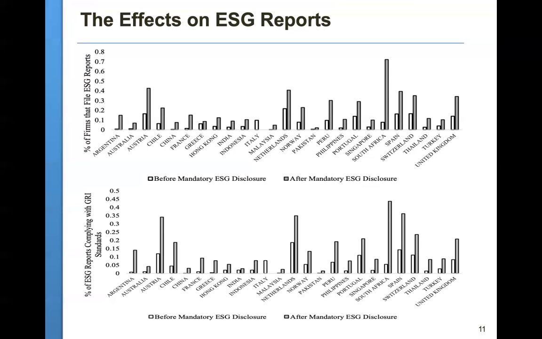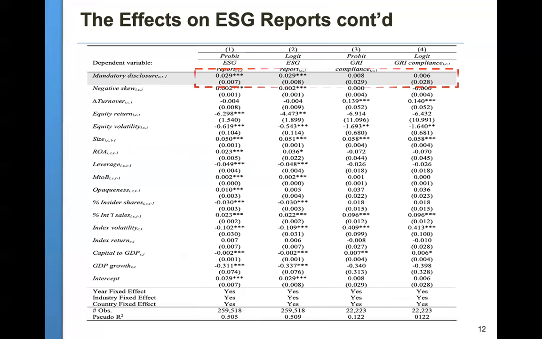Since lots of variables affect the likelihood of filing the ESG report and also its quality, we have to control for them. So this is the multivariate analysis. In these multivariate regressions, we control for firm-level, country-level, and industry-level variables. We find that after the implementation of mandatory ESG disclosure, the number of ESG reports increased significantly. According to the regression results, the likelihood of filing an ESG report increased by about 2.7%.